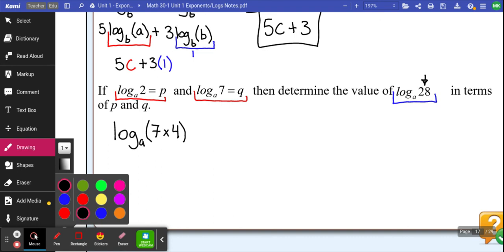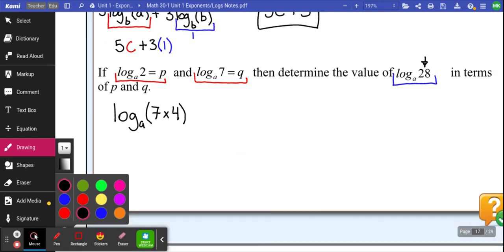You could do 2 to the power of 2, or you could do 2 times 2. Both would work and both would get you the same answer, right? I could break this again one more time to look like this: log a of 7 times 2 times 2. That's how I see it. If you see it as 2 to the power of 2, do that. It'll still get you the same answer. You're just going to have to do your exponent log.